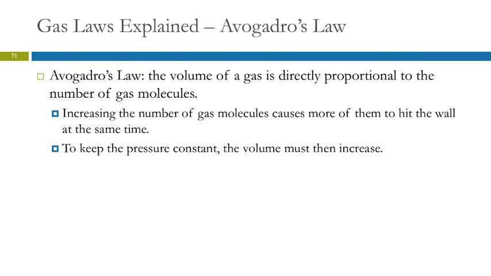Avogadro's law explained. Volume of a gas is directly proportional to the number of gas molecules. If you put more gas molecules into this container, they're going to hit the sides more frequently, and that would cause the pressure to go up. But in this law, we keep the pressure constant. And so in order to keep the pressure constant, the gas must be allowed to expand. Volume increases when you add more particles. Any questions?